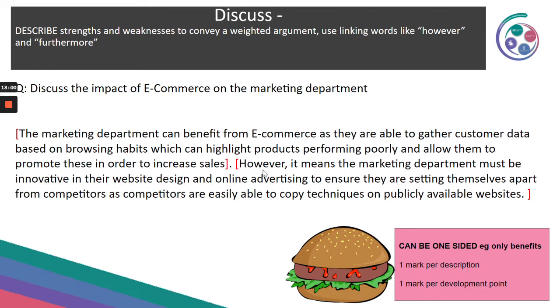So using that linking word, which is our bit in the middle, however, it means the marketing department must be innovative in their website design and online advertising to ensure they are setting themselves apart from competitors, as competitors are easily able to copy the techniques on publicly available websites. So that would gain you 2 marks because you've got a fully described advantage and then a fully described disadvantage, and you use that linking word in between, and that's you having a coherent weighted argument with yourself.